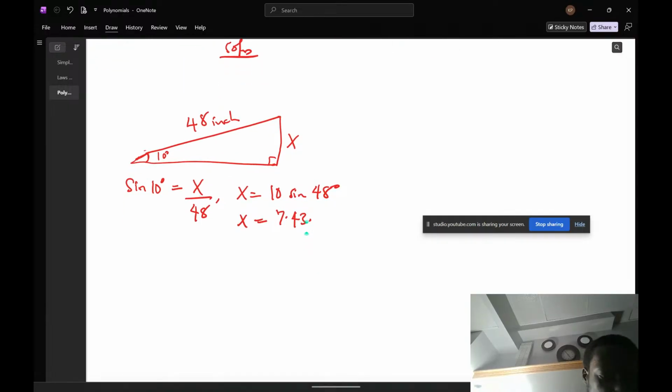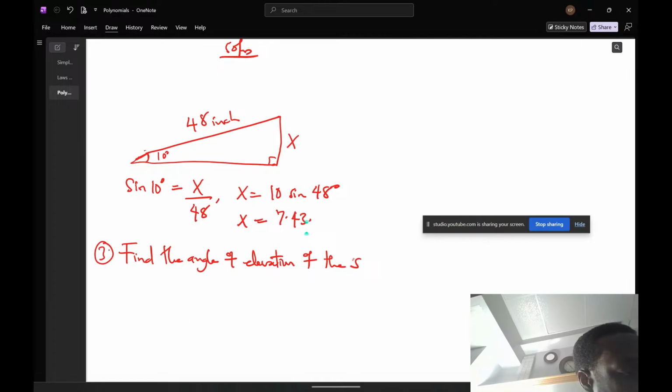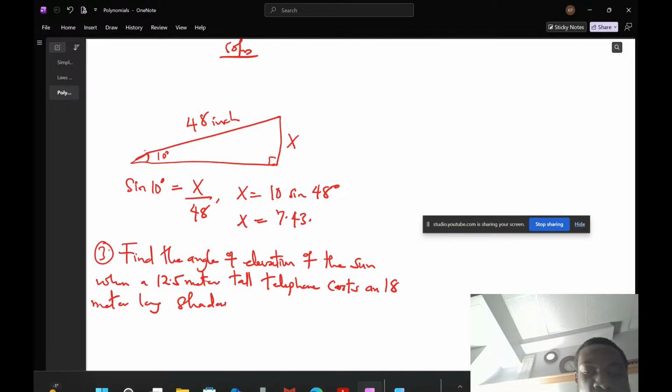So I'm going to do another question, number 3. In number 3, we'll say find the angle of elevation of the sun when a 12.5 meter tall telephone pole casts an 18-meter long shadow. Okay. Find the angle of elevation of the sun.